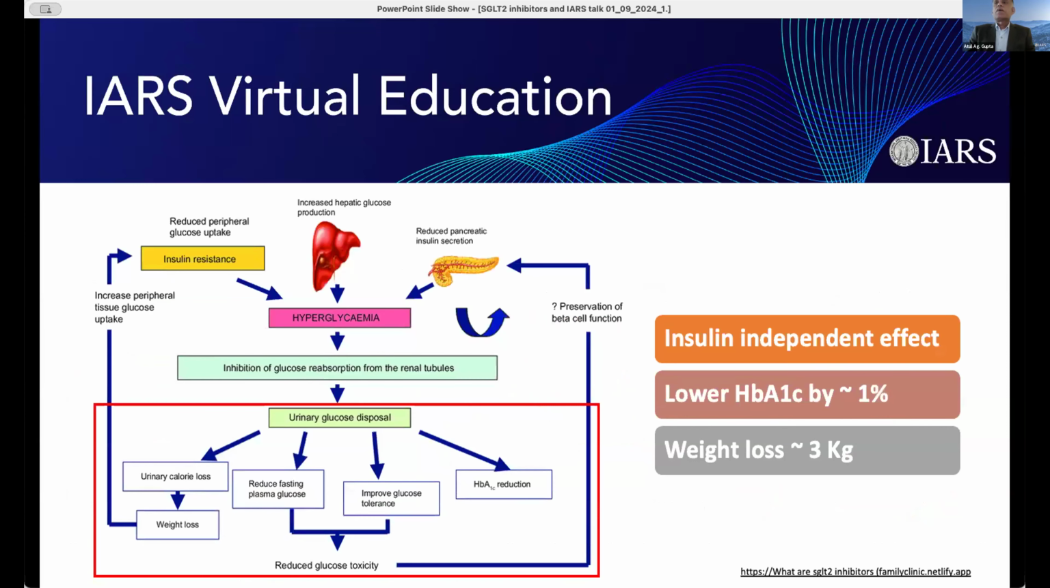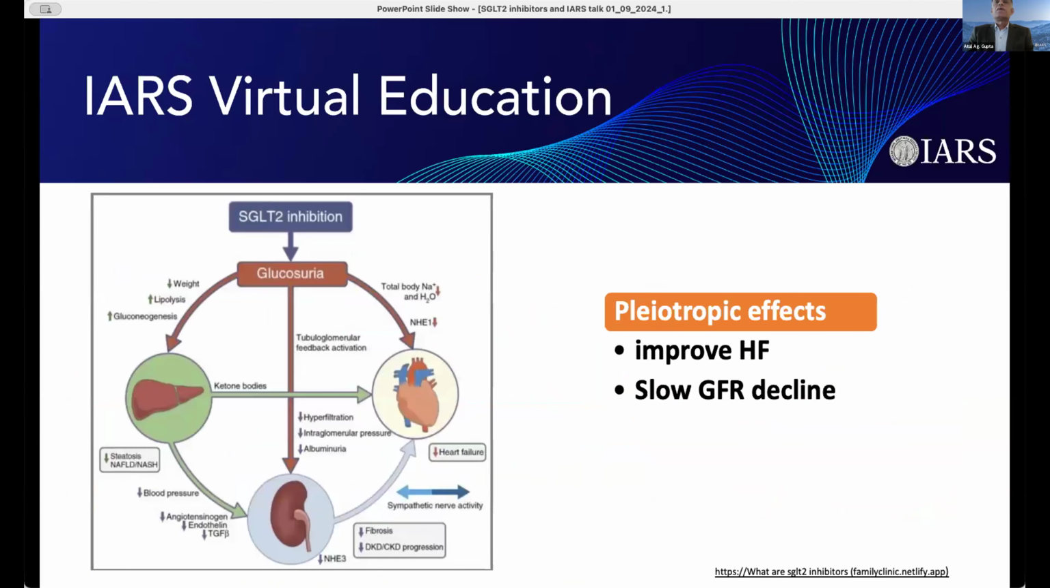The effect of SGLT2 inhibitors is insulin independent. They lower hemoglobin A1C by about 1% and cause weight loss of about 3 kilos. Next slide, please. They have effects on other organ systems. They have pleiotropic effects. They improve outcomes in heart failure. They also slow decline in GFR.